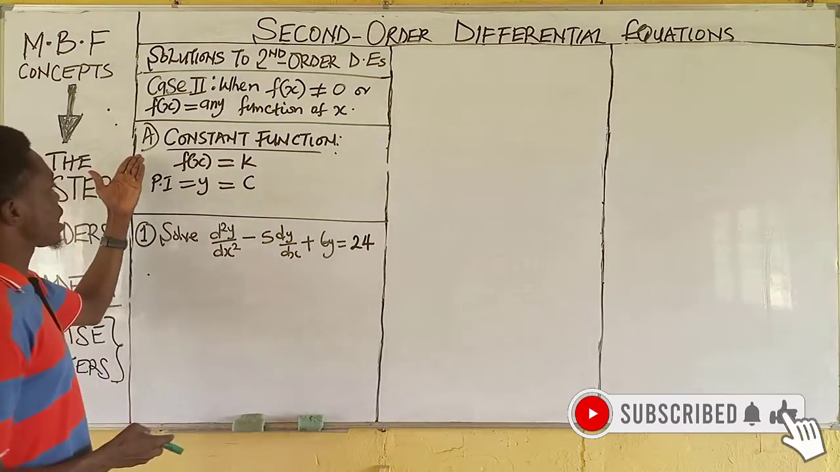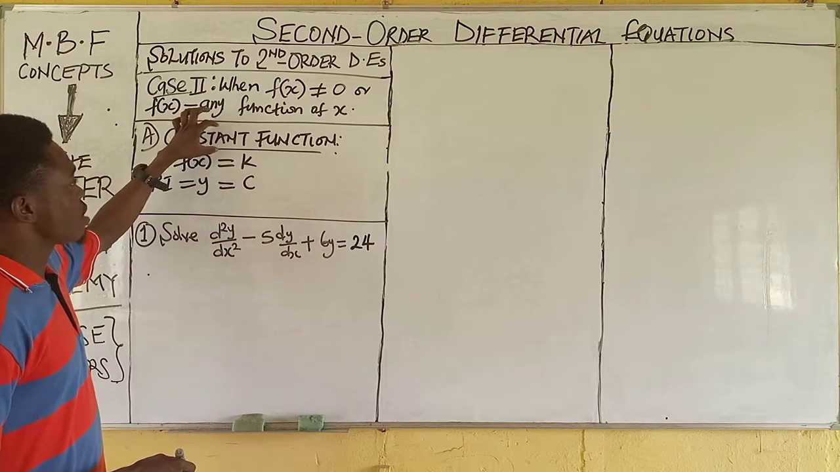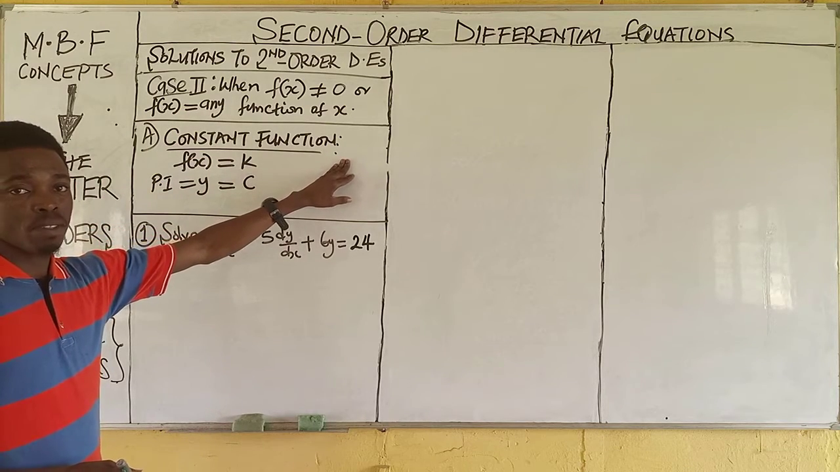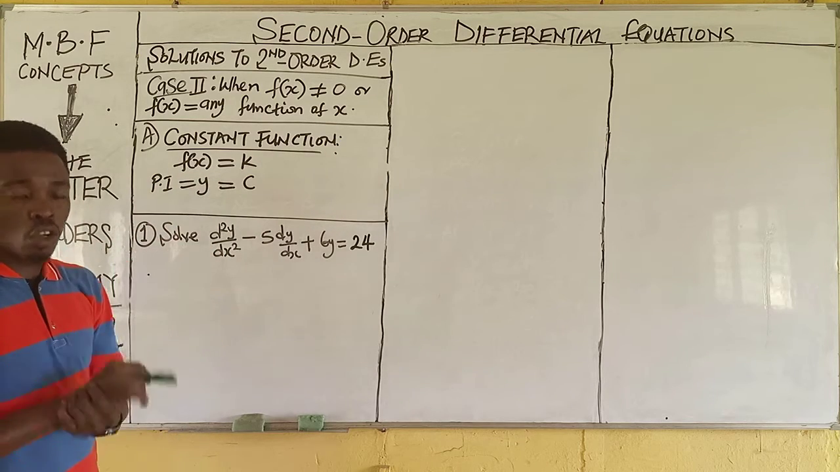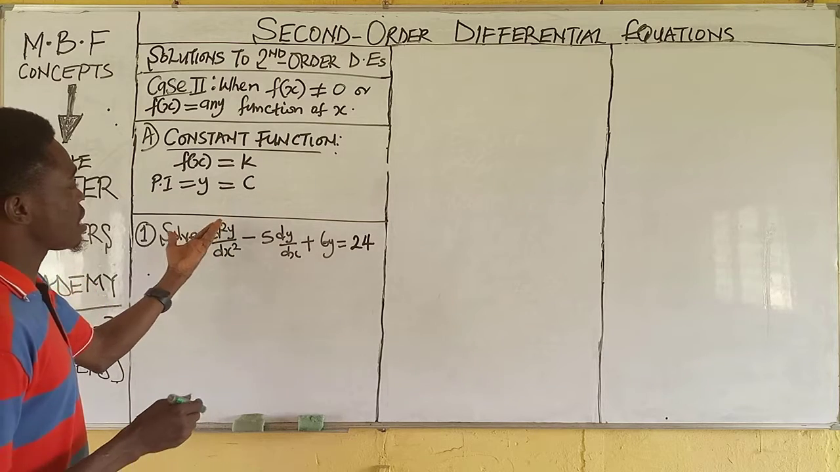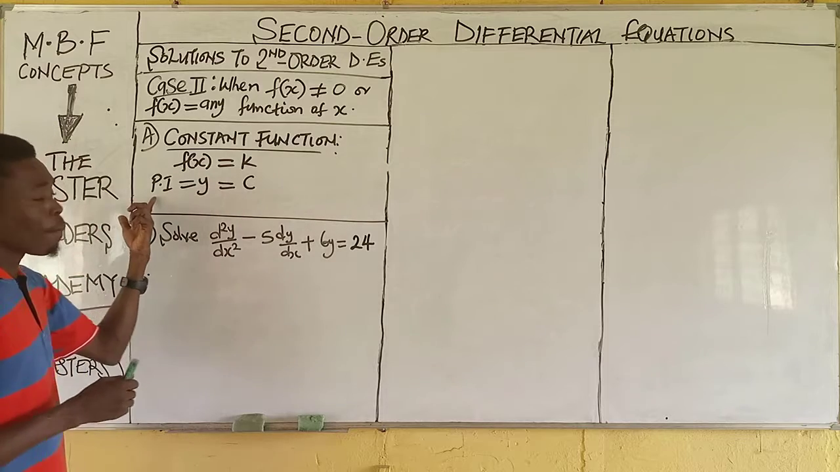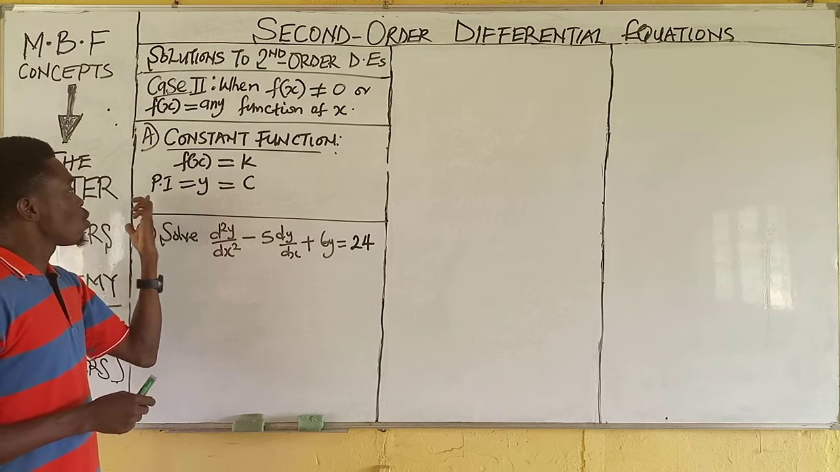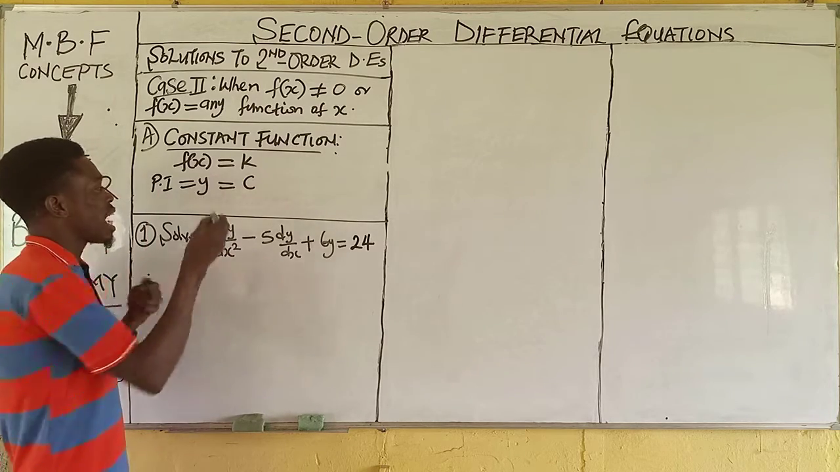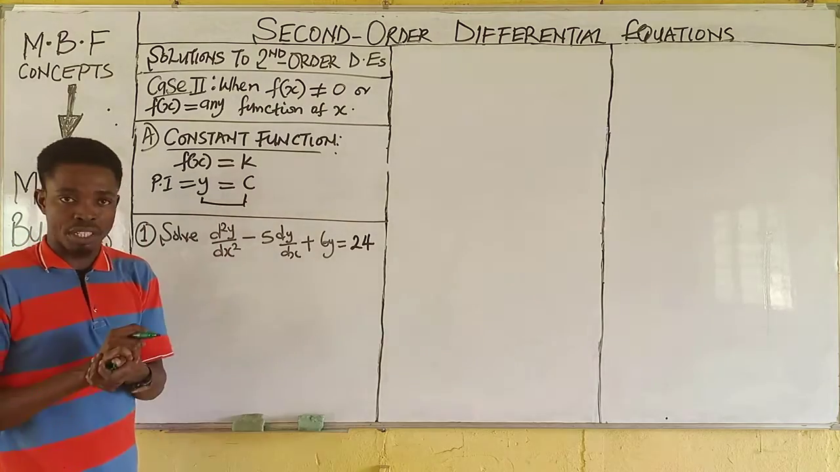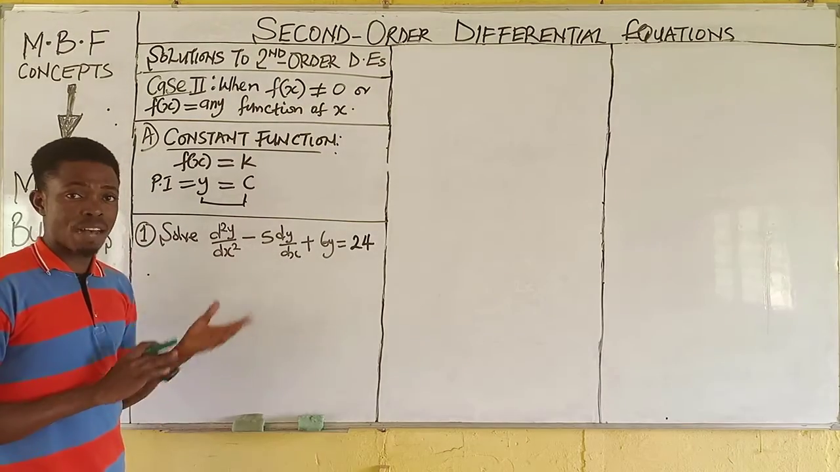Now listen carefully. We are taking the first option, or the first category, where f of s is a constant function. When f of s is a constant function, it means f of s is equal to k, which is a constant. And I explained what constant means earlier. Then, in that case, anytime f of s is given as a constant, your particular integral is given as y, and y is equal to c. So, when I want to find the particular integral, I will just take y equals c and work with it. Alright? That's it. So now, this is the first problem that we have on the board.